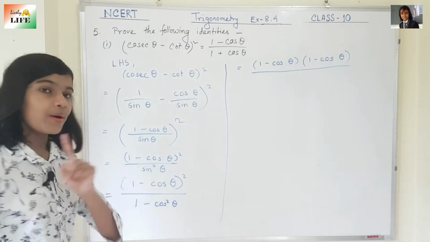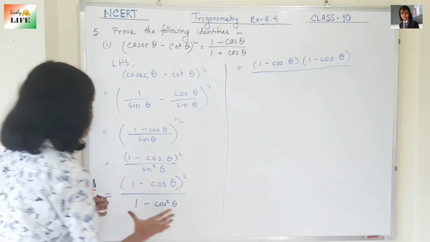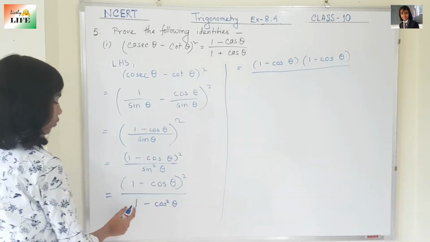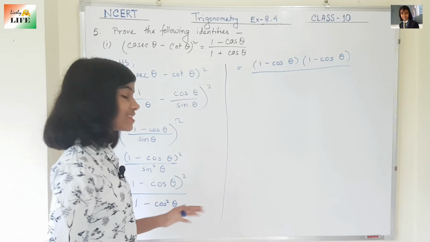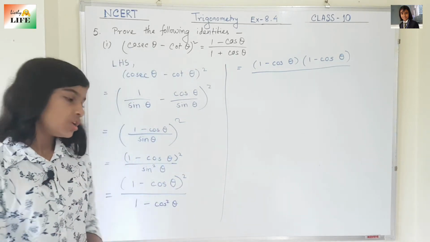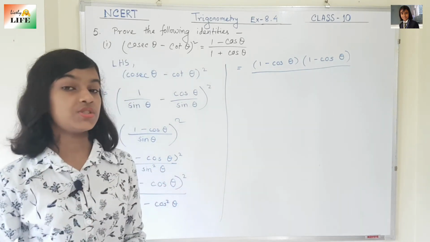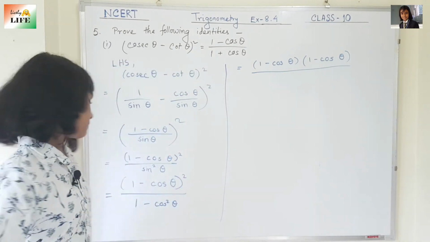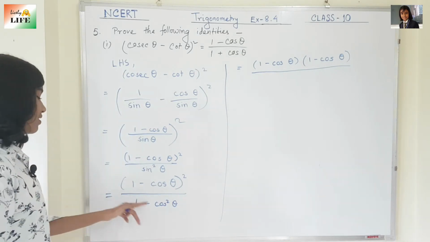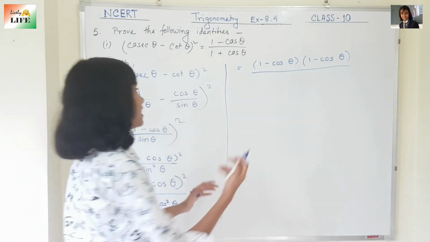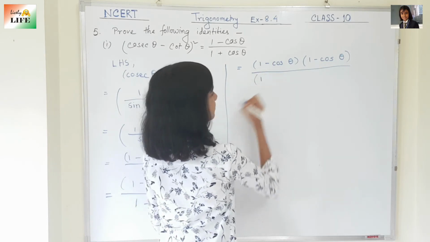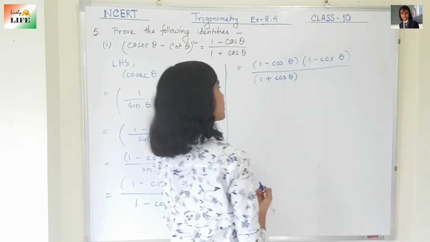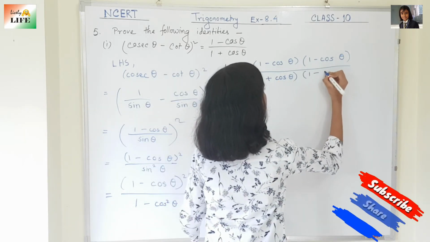Now 1 square is what? 1. So we are going to put it in the formula of a square minus b square, where a is 1 and b is cos theta. 1 square is 1 and cos theta square is cos square theta, right? What is a square minus b square? It is a plus b into a minus b. So a is 1 plus b is cos theta, and then a minus b, 1 minus cos theta.